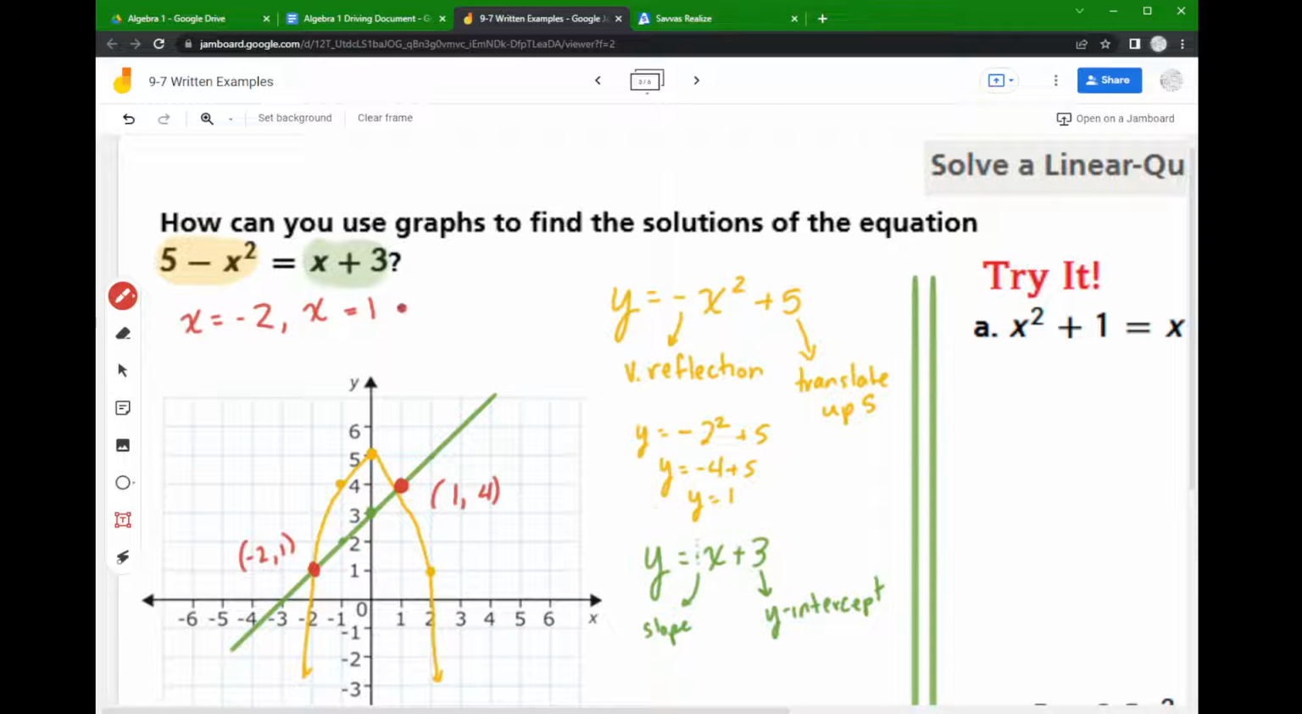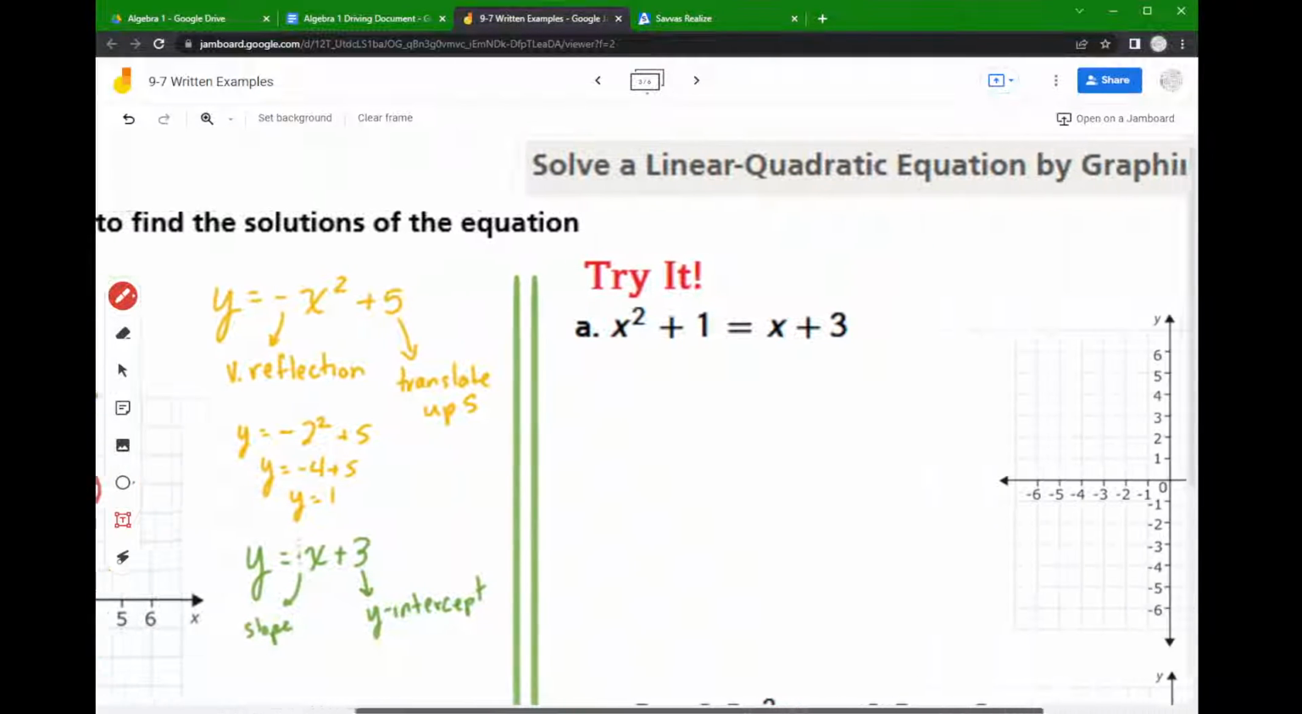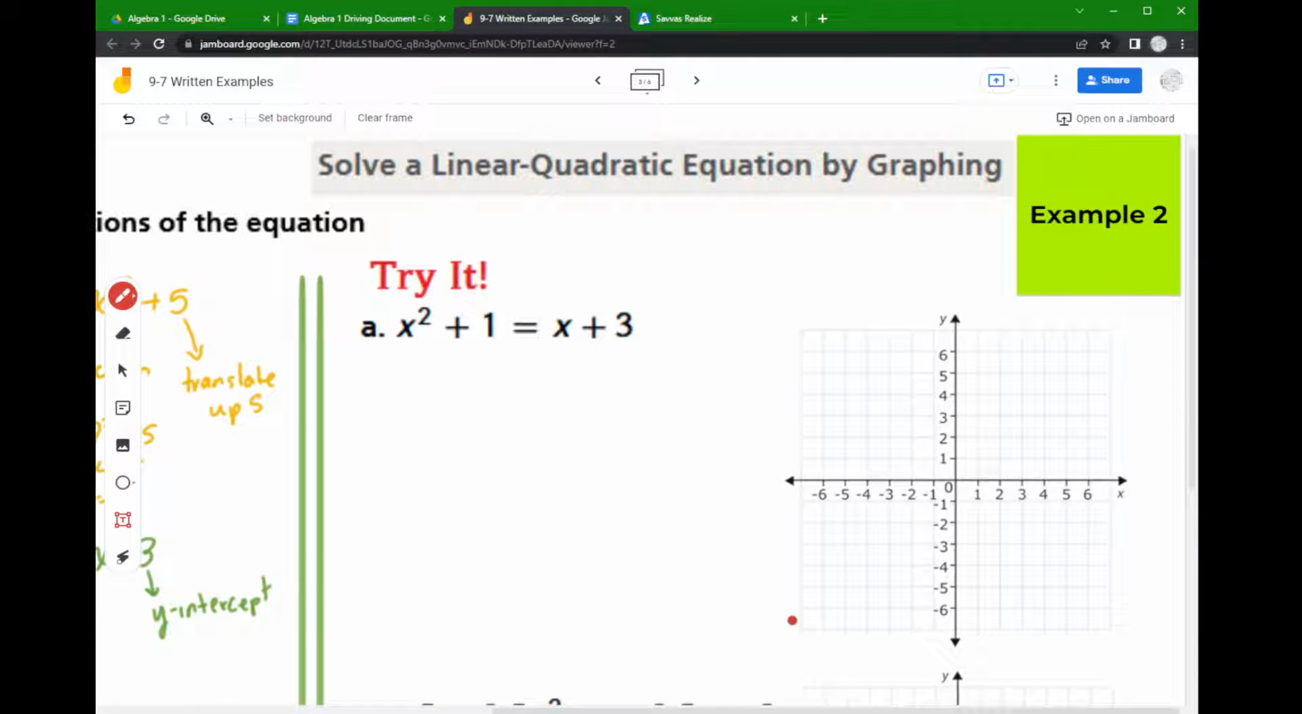Now I'll tell you, Desmos is probably a nicer graph to do that, but I want to show you guys how to do it by hand also. Now the try it just has us do it a couple more times.